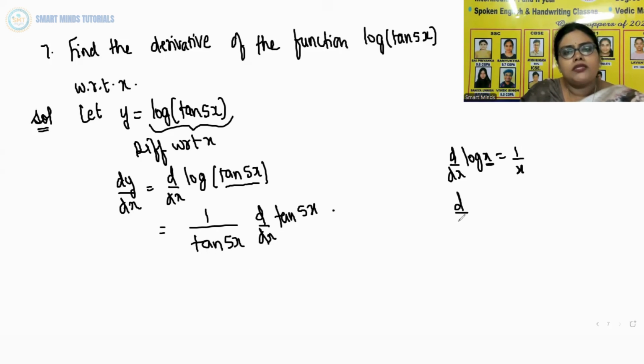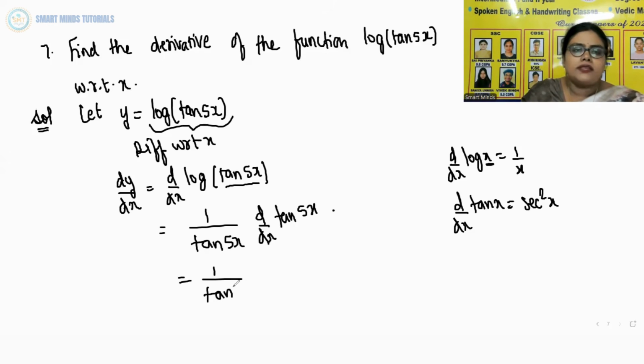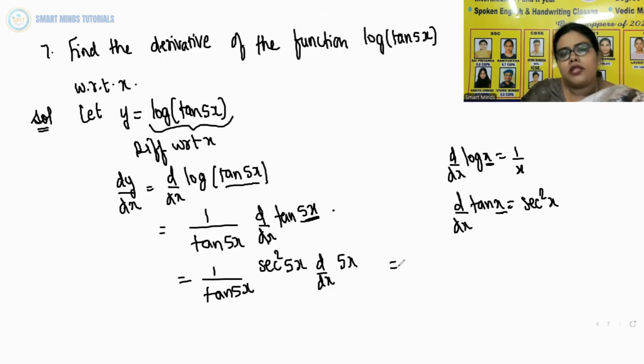Now we know that the derivative of tan x is secant square x. So 1 by tan 5x into the derivative of tan 5x, which is secant square 5x. Now again, in the place of x you have 5x, so we are differentiating 5x again.